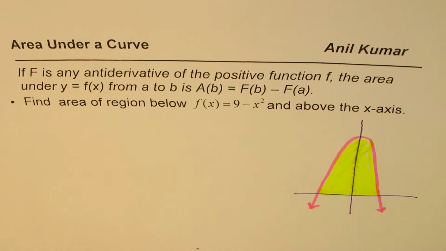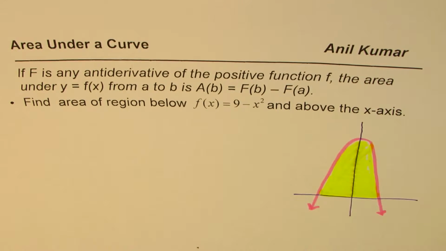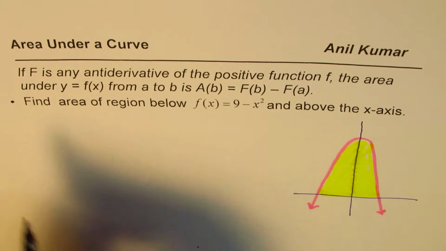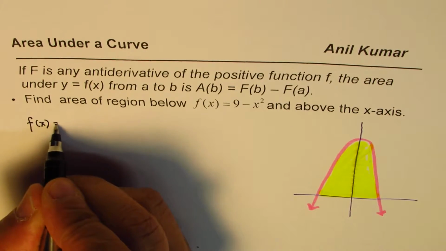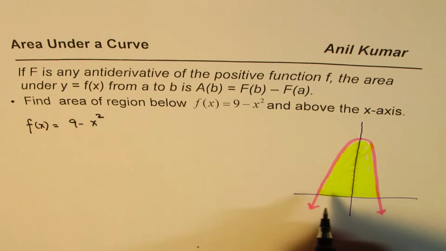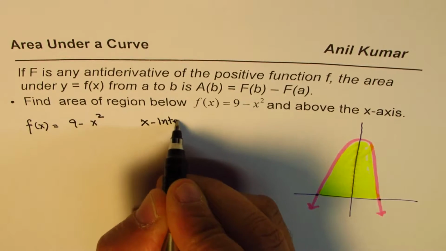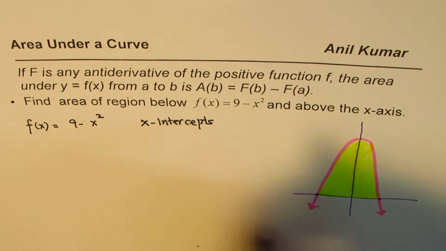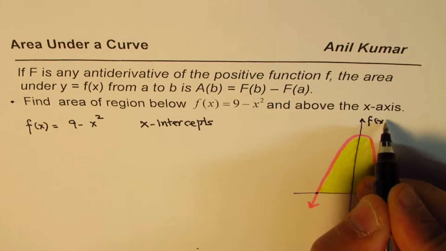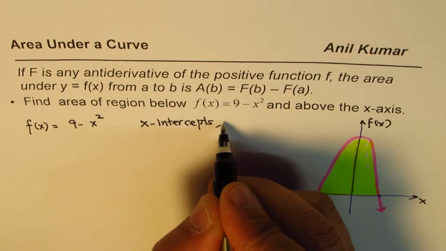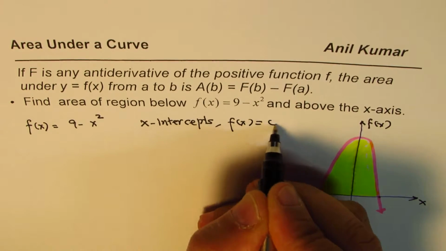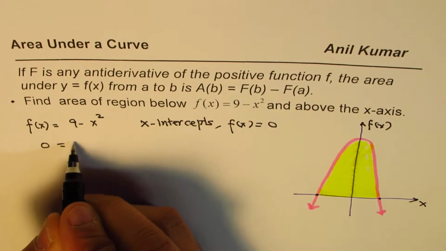So we need to find what those x-intercepts are so that we know the boundary within which this area is to be calculated, right? So that is important. So let's equate the function to 0. We are given f of x equals 9 minus x squared. So let's find these x-intercepts. At the x-intercepts, on the x-axis, f of x is equal to 0. So we'll equate this to 0 and find the value of x, right?